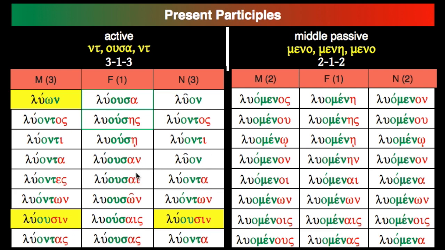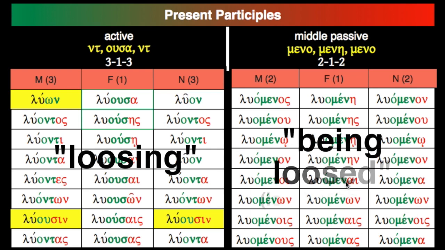Well, in English, it's very simple because English participles don't change form to give you the case, number, and gender. In other words, this entire box would simply be translated "loosing," okay? And over here in the middle passive, all of these forms would just be translated "being loosed." Or if we were doing middle, it would be "loosing for self."